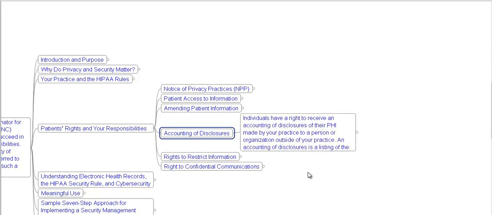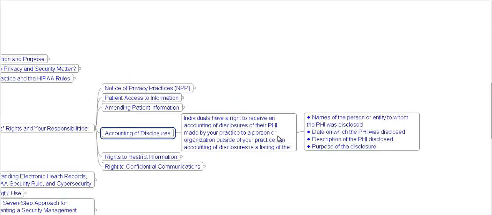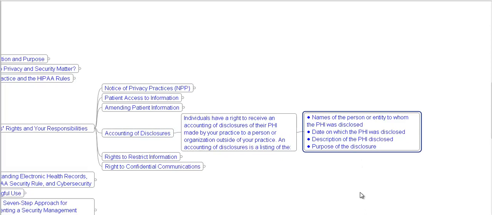Individuals have the right to receive an accounting of disclosures of their protected health information made by your practice to a person or organization outside of your practice. An accounting of disclosures is a listing of the name of the person or entity to whom the protected health information was disclosed, the date on which the protected health information was disclosed, a description of the protected health information disclosed, and the purpose of the disclosure.